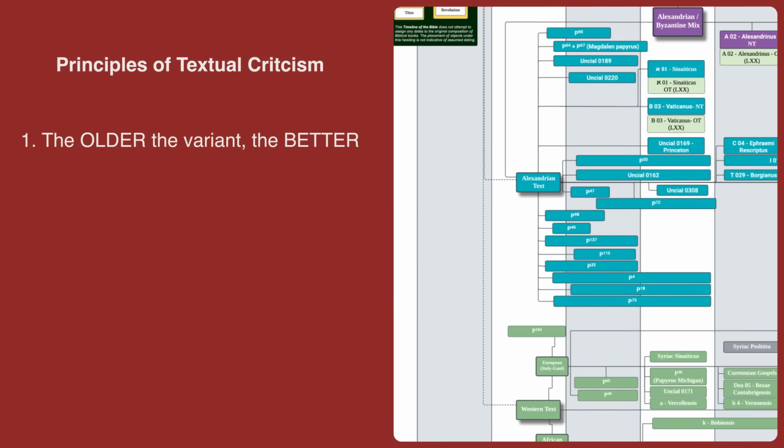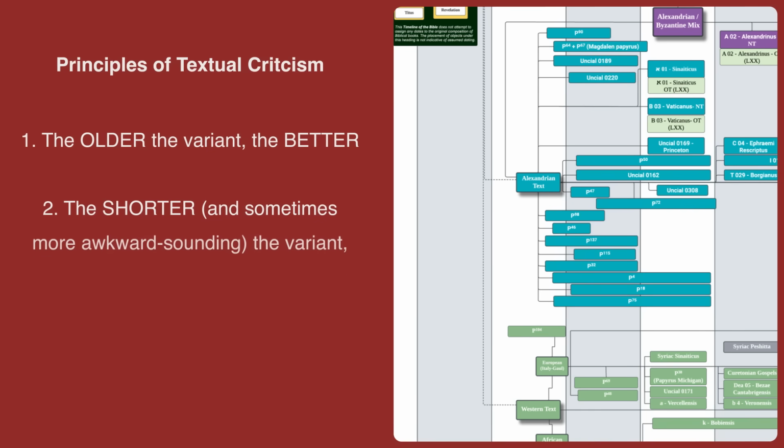The second principle is, the shorter and sometimes more awkward sounding a textual variant is, the more likely it is to reflect the original wording. You see, if a scribe comes across a text that is unclear, they might be tempted to tidy things up a bit. Change the wording or paraphrase it so that it makes more sense. This usually leads to more words, not less. Again, overall, the Alexandrian text type tends to be shorter, and it is more likely to contain passages that are difficult. This is further evidence that the Alexandrian text is usually closer to the original.